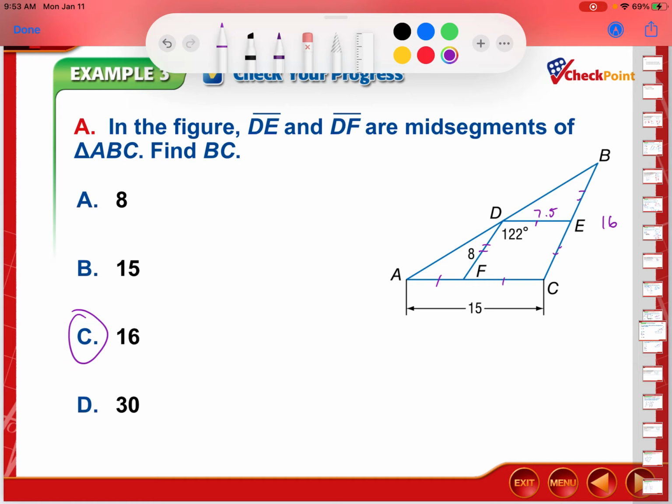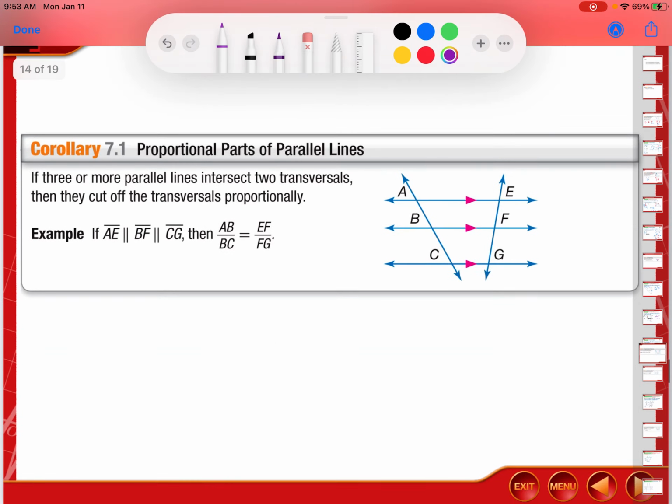So you get 3 congruent segments anytime you have a 2 mid segments, or a mid segment. All right. So now our final piece, proportional parts of parallel lines. So what this one says is, if you have 3 or more parallel lines and they're cut by 2 transversals, then they cut off the transversals proportionally. So essentially what this means is these are all in proportional pieces.